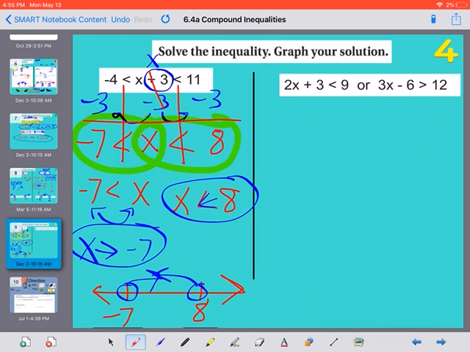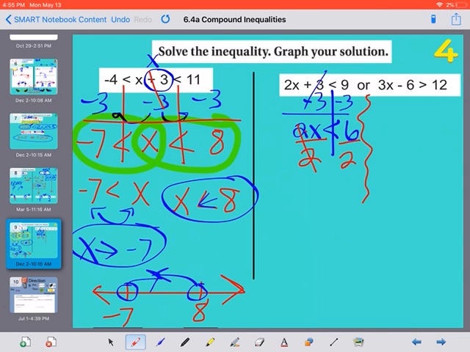Last set of questions here. This is just two inequalities. It says 2x plus 3 is less than 9, or, meaning separate equation now, 3x minus 6 is greater than 12. So I'm going to solve this one first. Just a regular inequality, subtract 3. Trying to go quick just because my iPad's going to die here, but feel free to pause it if you need to. And the opposite of multiplying by 2 is divide by 2. We did not divide by a negative, so our symbol does not flip.